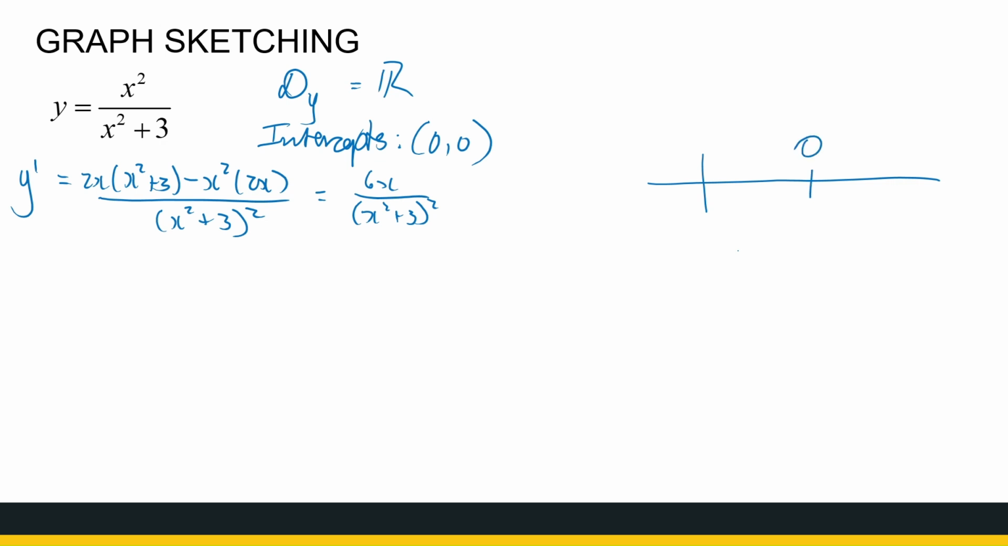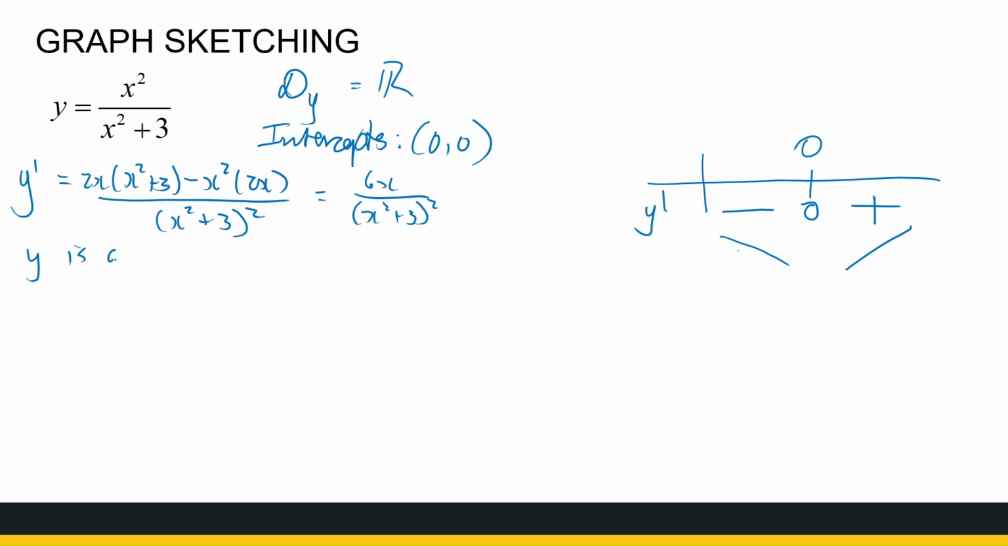This is a number line. That's 0. My numerator will be 0. My denominator will never be 0. The denominator is always going to be positive, so it's not even going to influence the sign of the derivative. If x is equal to 0, my derivative is going to be 0. If x is negative, my derivative is going to be negative, and if x is positive, my derivative is going to be positive. So this function is decreasing over there and increasing over there.